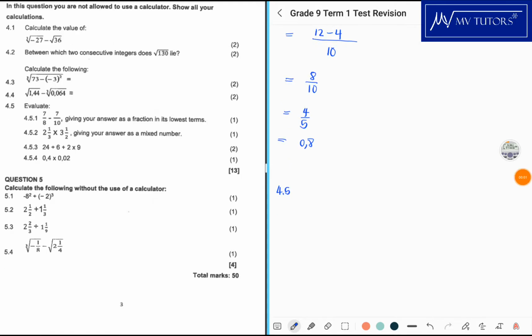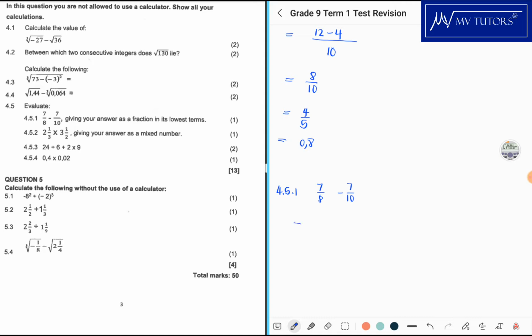Alright, so for 4.5.1, it says we should evaluate and give our answer as a fraction in its lowest terms. And this is 1 mark. So if I see a 1 mark question, I'm thinking you can just use a calculator. But let's just say you don't have a calculator. Obviously, you're going to do a lot for 1 mark. So I'm going to do it without using the calculator. And when it comes to fractions, if you don't know how to deal with fractions, please watch the fractions video.